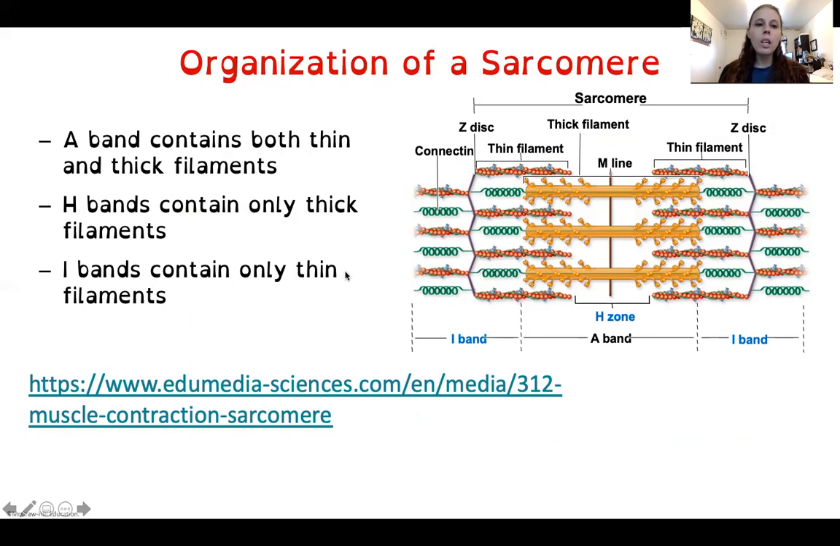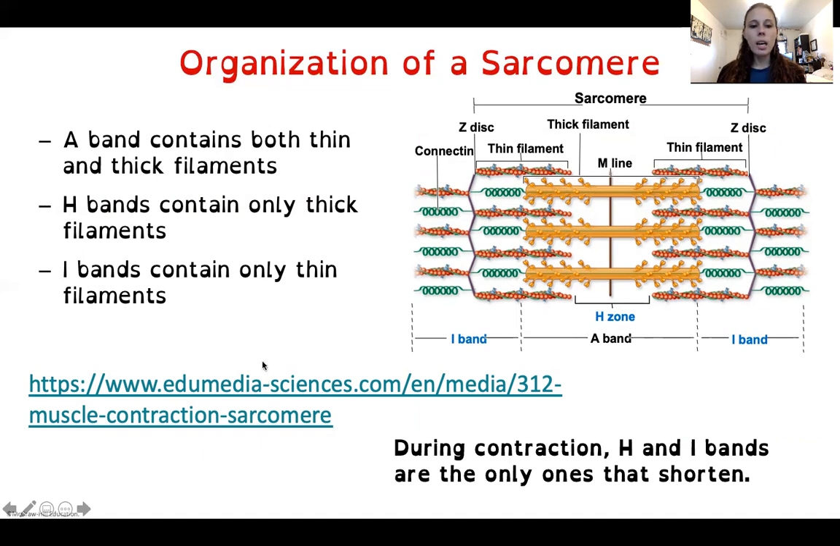Okay. So when there is a contraction, the sarcomere becomes shorter because the Z discs are getting closer to each other because the filaments are sliding past each other. The thin filaments are going to get as close to the M line as they can. So the H zone is going to become smaller. And so the overlapping between the thin and the thick filaments is going to get bigger, and that's the A band. Okay.